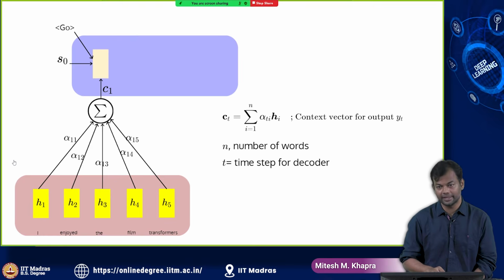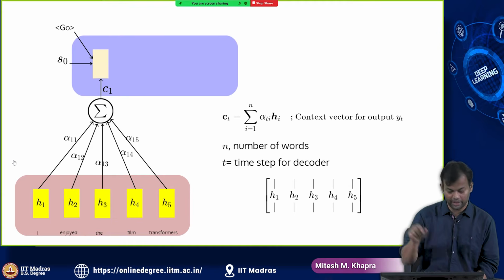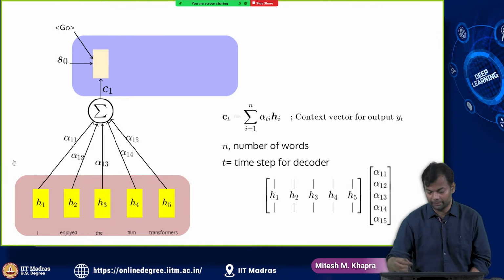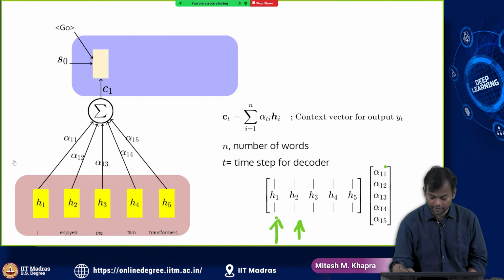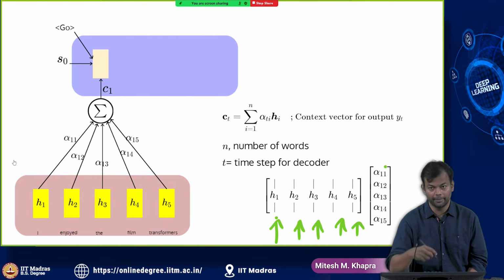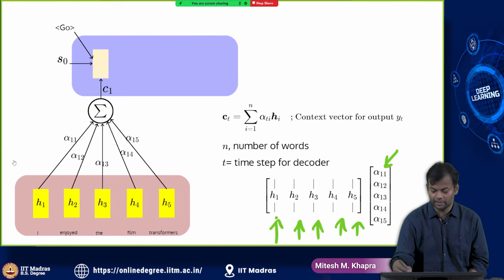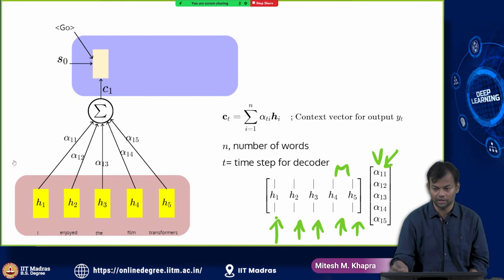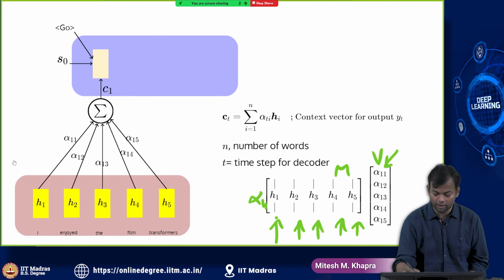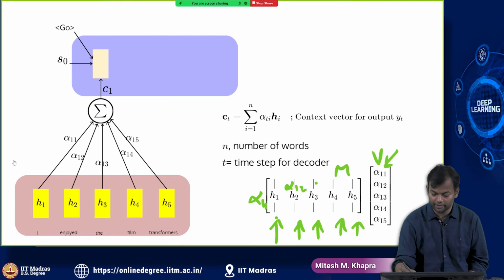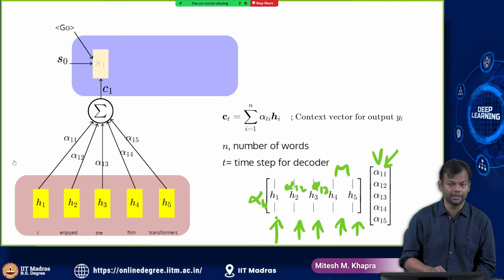And then you keep doing this at every time step. So you could think of it as you had these H1 to H5 vectors and the weights, and you're multiplying them. You can think of putting them in a matrix, and then you have this vector of weights. So now you're doing a matrix-vector multiplication, which is essentially taking a linear combination of all these columns, right? So alpha 1,1 into this, alpha 1,2 into this, alpha 1,3 into this, and so on. So that's the operation that is happening here.